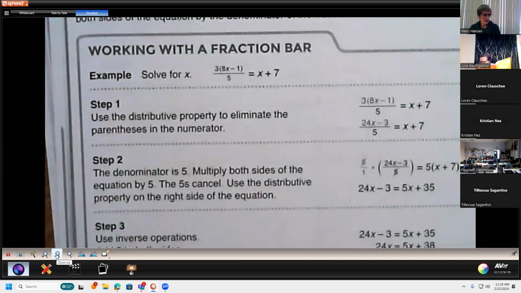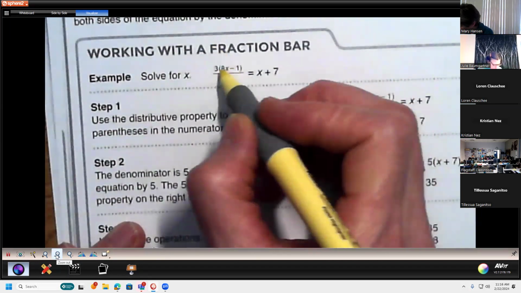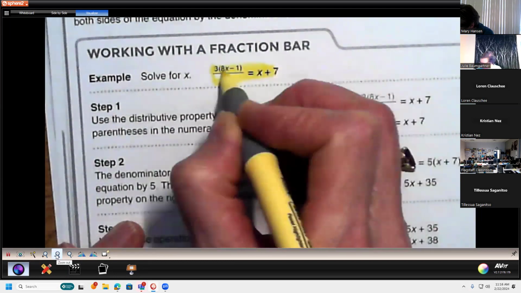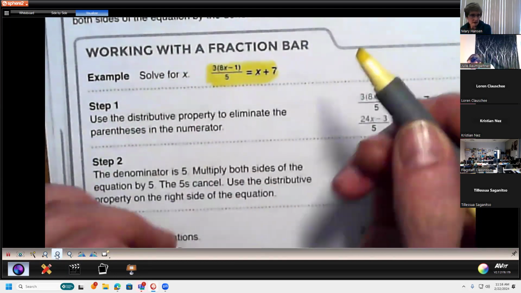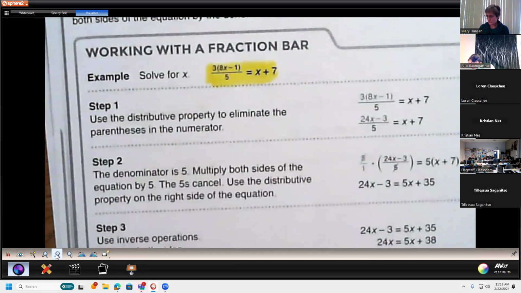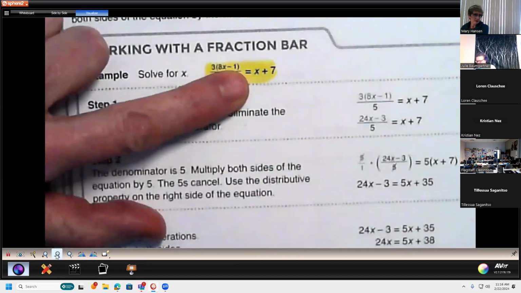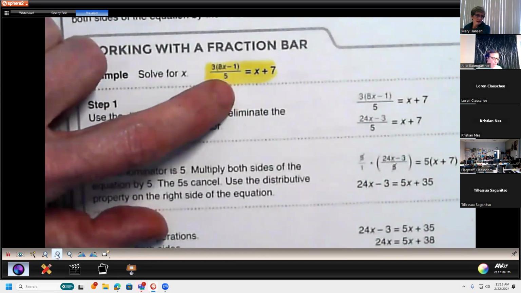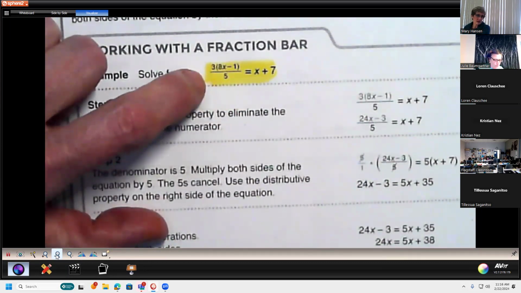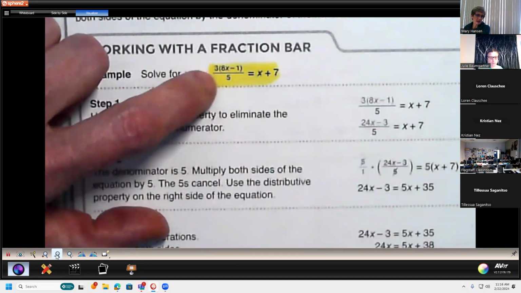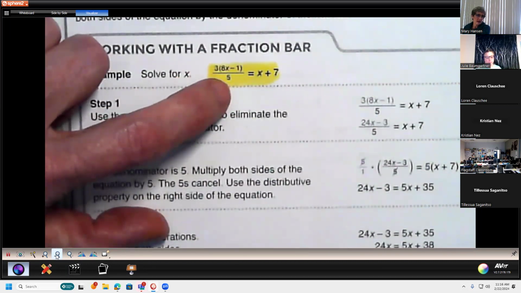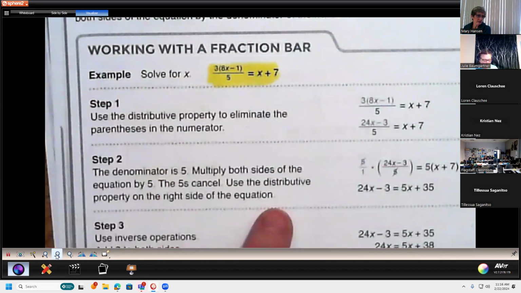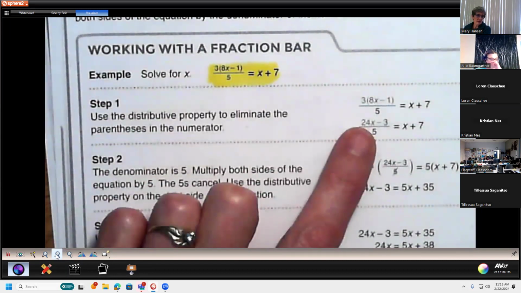So you can see this equation here. The right-hand side and the left-hand side, if you ignore this divided by 5, is like what we just did. So what they're adding into this equation to make it a little more challenging is they're taking this whole left-hand side of the equation and dividing it by 5. Okay. And so we're going to start the same.